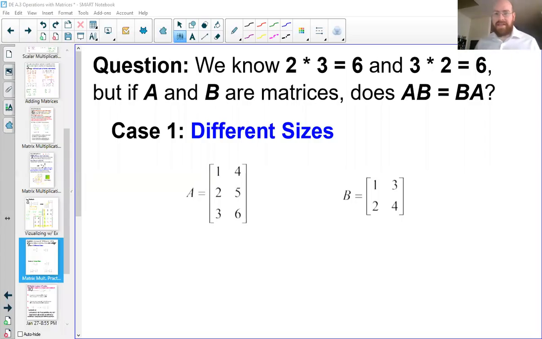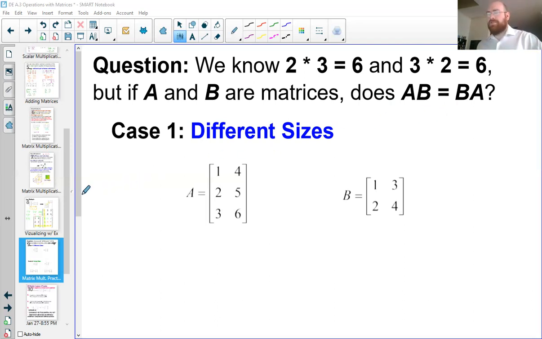So this will be our last video on multiplying matrices and adding and subtracting them. The leading question is, we know that 2 times 3 is equal to 6 and 3 times 2 is equal to 6. But if A and B are matrices, does A times B equal B times A? In slightly different language, more technically minded, does matrix multiplication commute? Does the order change the outcome?